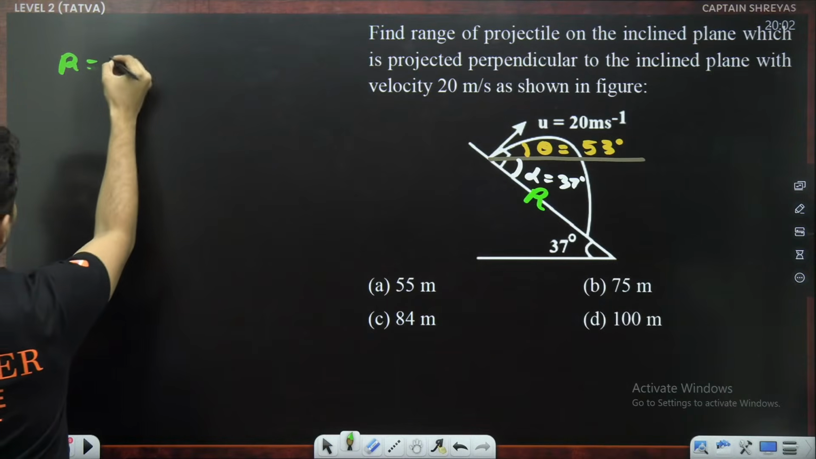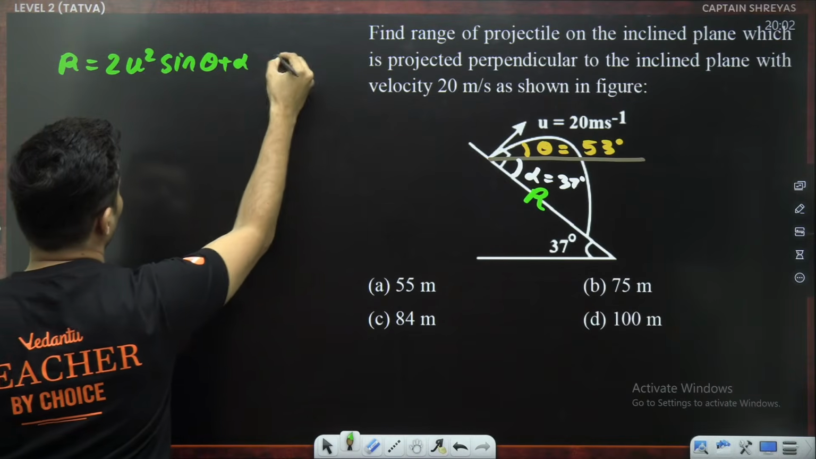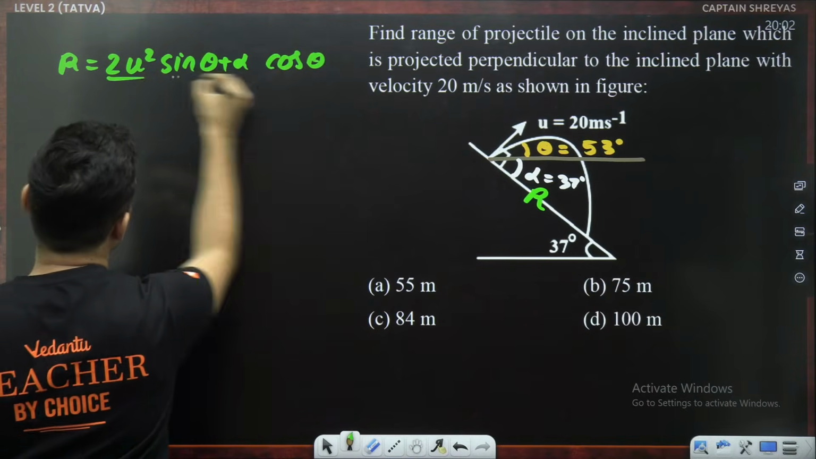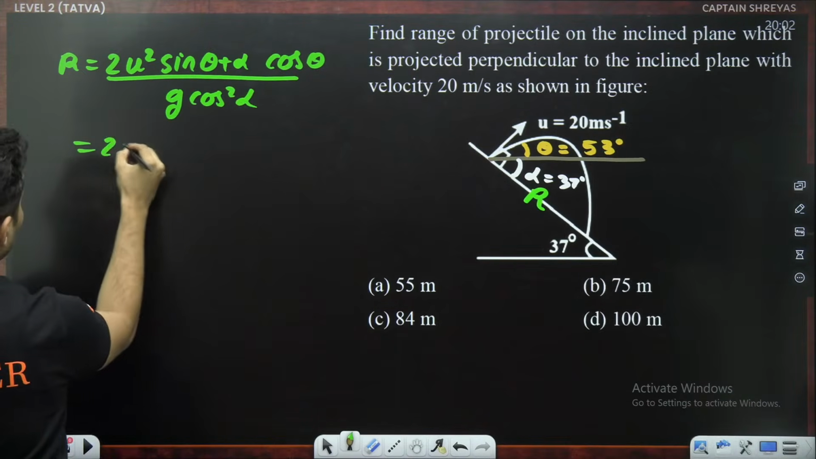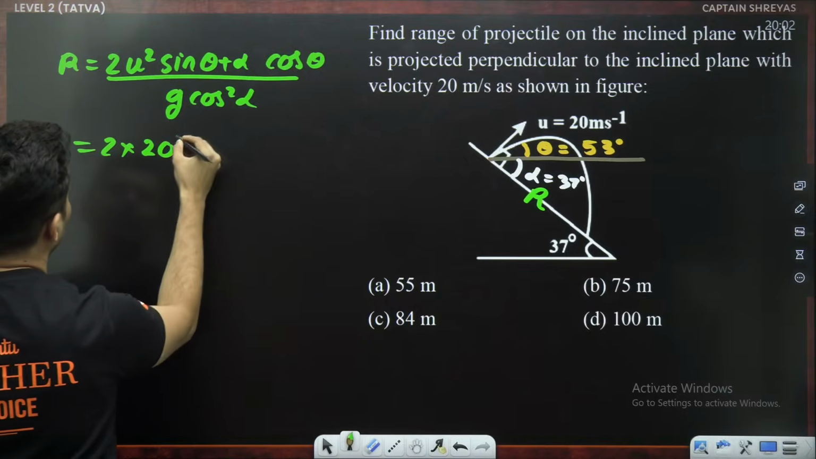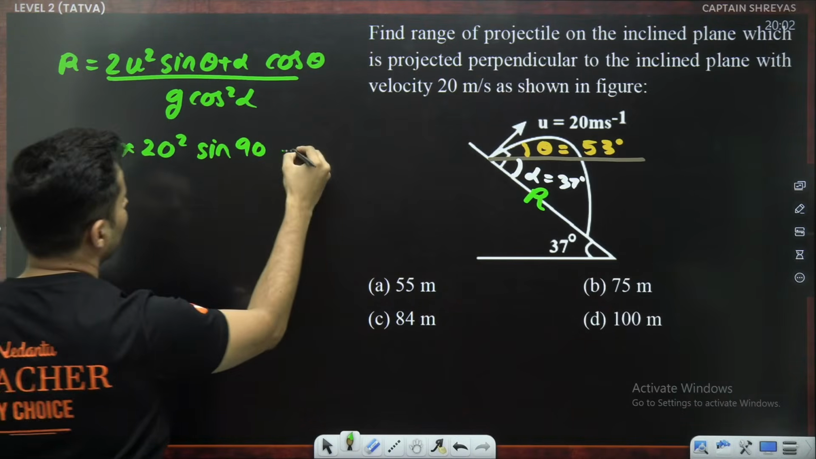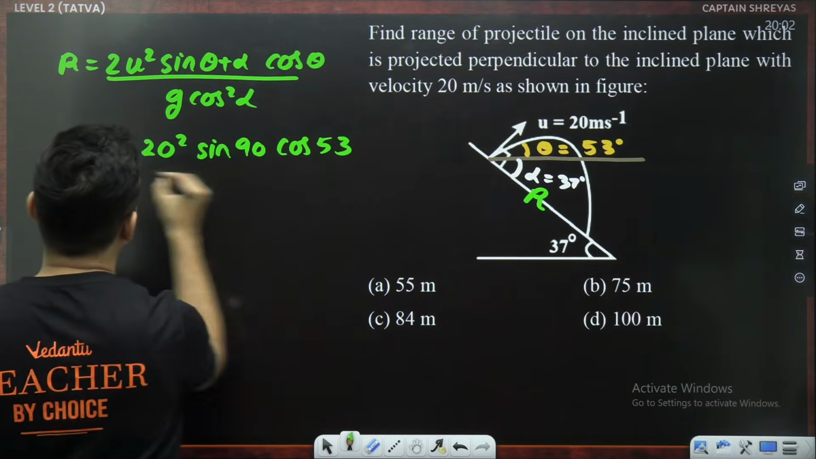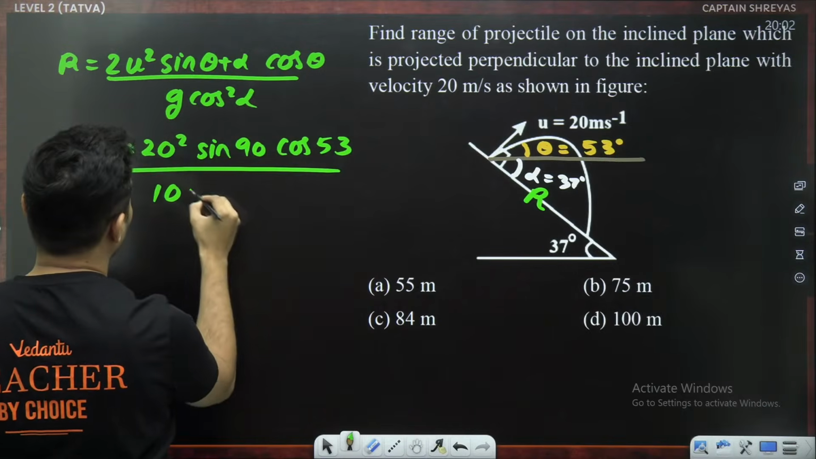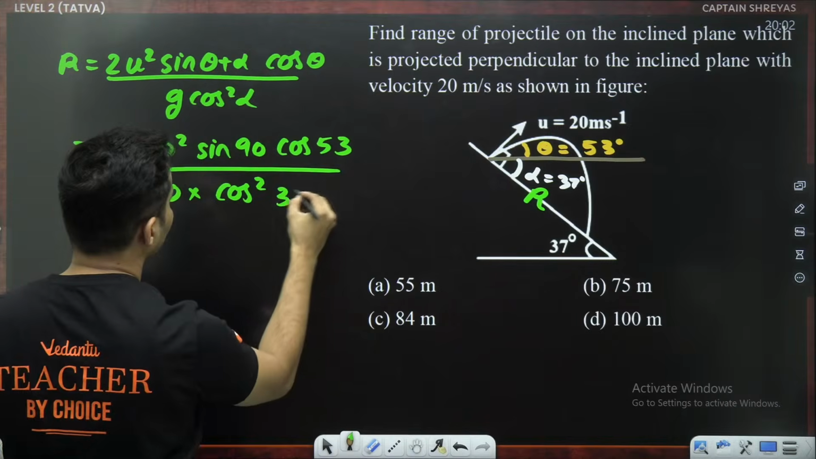So the range down the inclined plane is 2u square sine(theta plus alpha) cos theta, whole thing divided by g cos square alpha. Substitute everything. u is 20. Sine(theta plus alpha), theta plus alpha is basically 90, into cos theta, cos of 53, whole thing divided by 10, and cos square alpha, that means cos square 37.